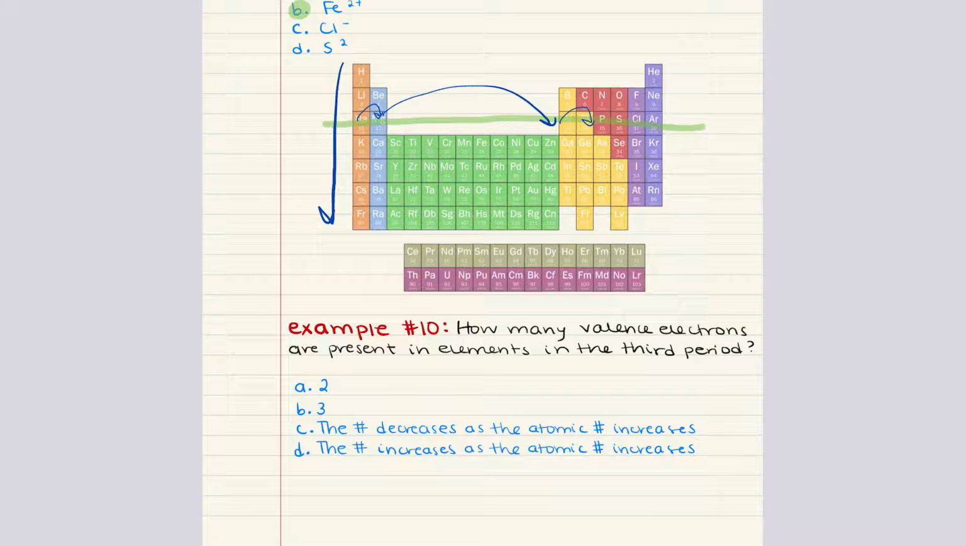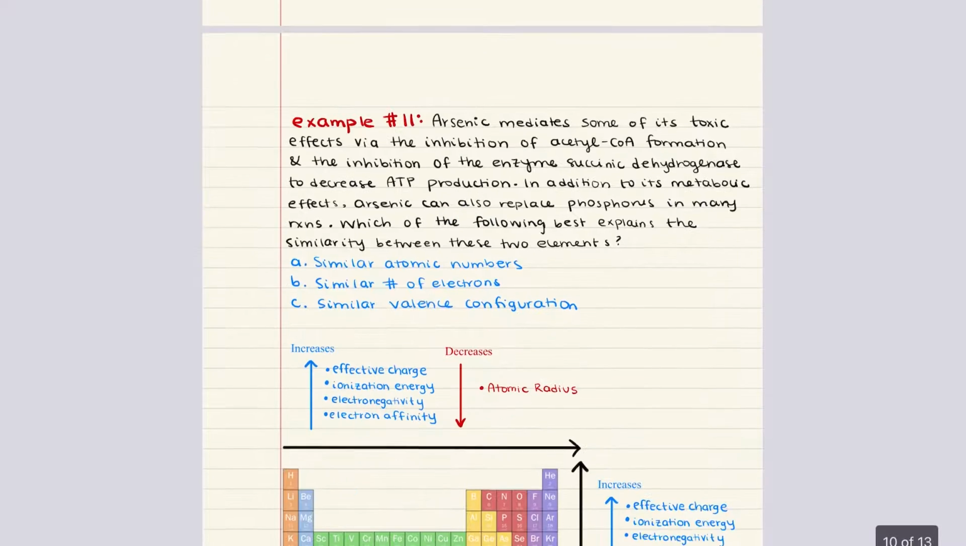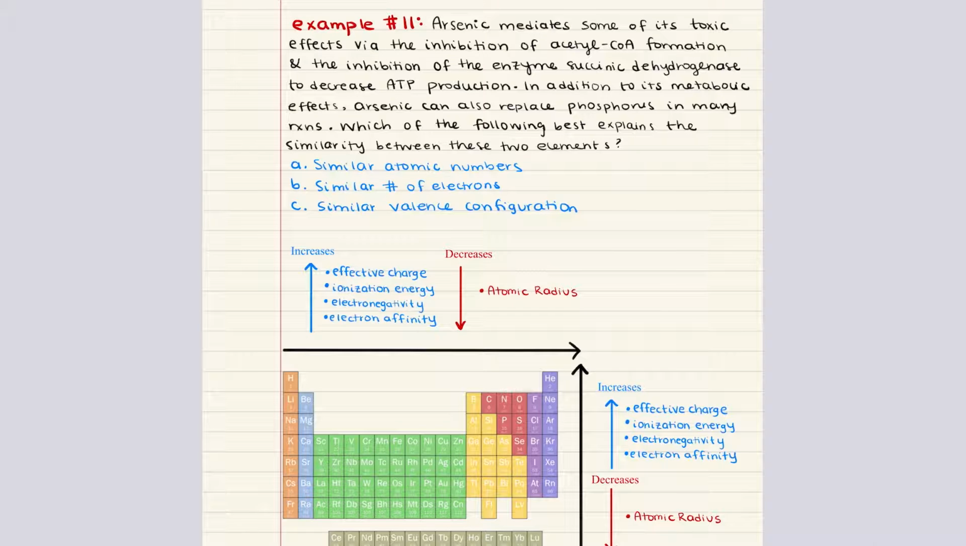And so, how many valence electrons are present in elements in the third period? The number increases as the atomic number increases. And so the correct answer here for 10 is D. If you happen to switch the definitions for periods and for groups, you might have accidentally chosen answer choice B. But if you remember the definitions, then this would be a really easy problem to get. So 10 is D. Let's move on to example 11.